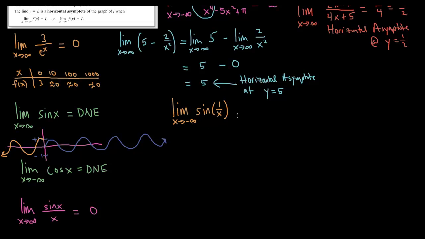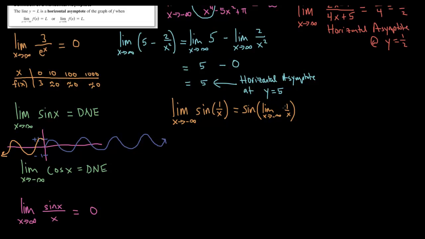Now, technically, remember, here's what we're doing. We had a theorem back in chapter 2 for composite functions, and we could say that this is equal to sine of the limit as x approaches negative infinity of 1 over x. That was a rule for composite functions. So essentially, we look at the limit of the inside function and evaluate that at the outside function.